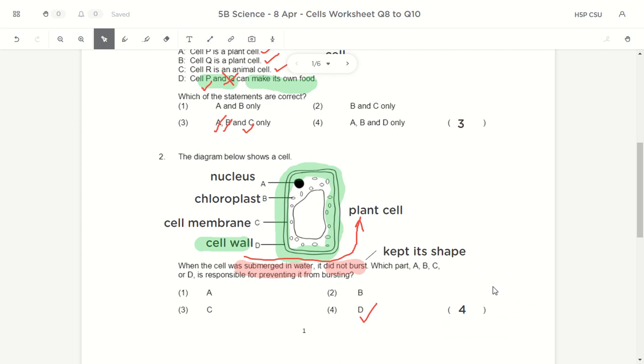Alright, okay. So the answer is 4 because it did not burst means it kept its shape. And what does it have to keep its shape? Yes, it's the cell wall, because the cell wall maintains the shape of the plant. Alright. So with that, let's go on to question 3.